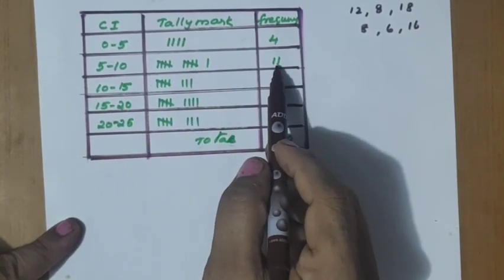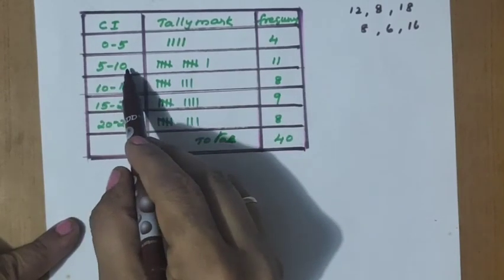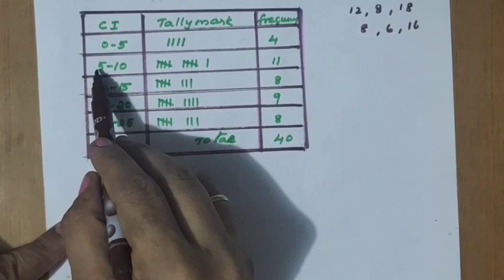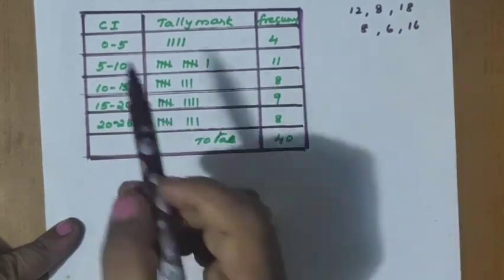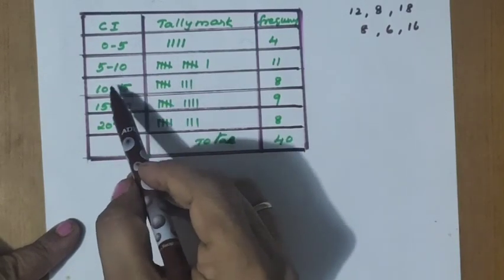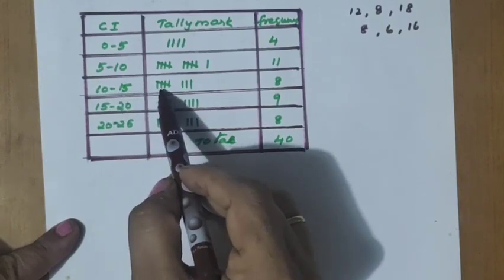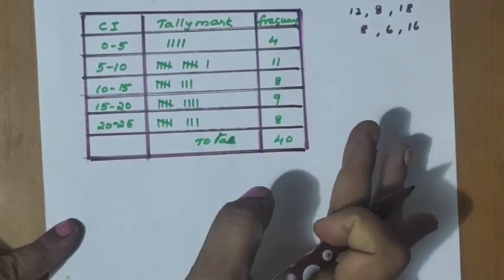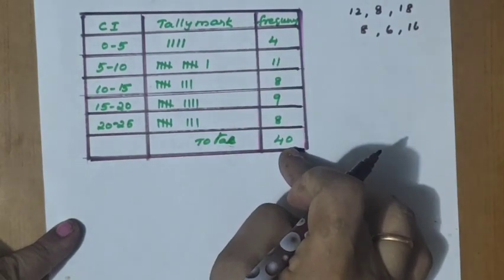Now what is the meaning of this 11? 11 observations are lying between 5 and 10, right? So we can count 5, 6, 7, 8, 9. All these observations come under the group 5 to 10. Where will 10 be counted? Here only. The tally mark for 10 is to be put here only. That point I already explained. With this you can cross check whether the total 40 is coming or not.